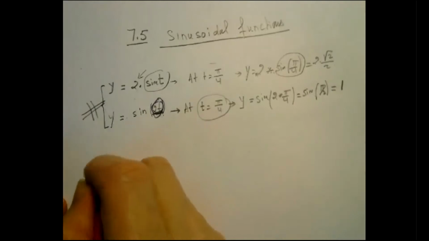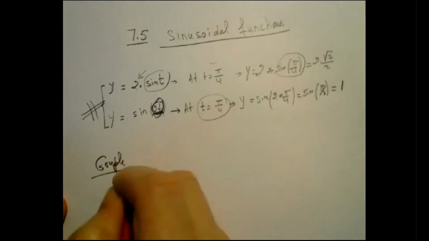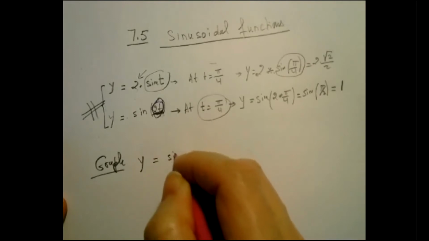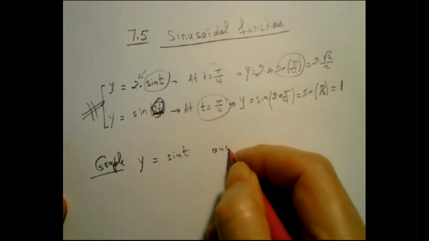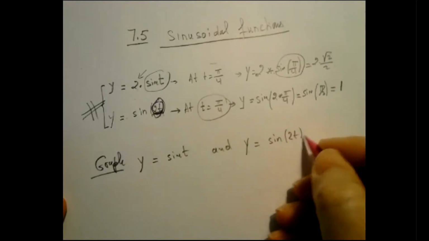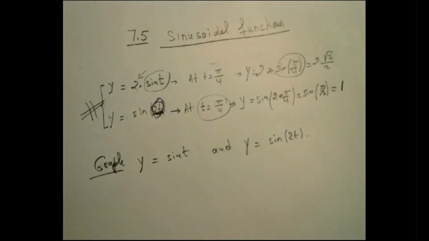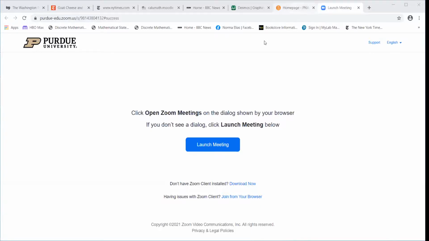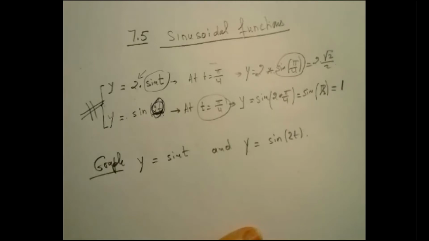All right, so we're going to graph y equals sine t and y equals sine 2t. Okay, and I'm going to graph them. I'm going to share the screen with you because you guys will be able to see it better. And I'm going to sketch both graphs, and I'm going to ask you what you really notice is going on. So let me share the screen.